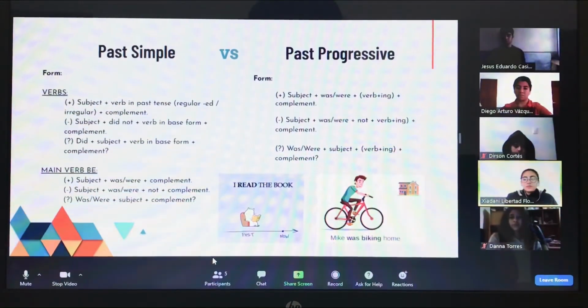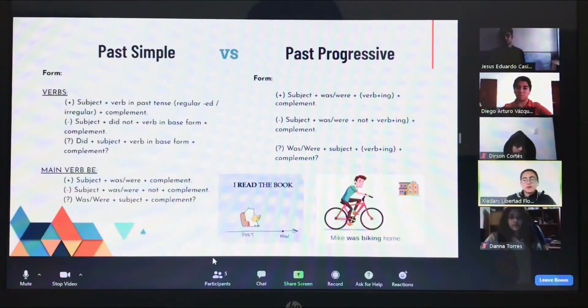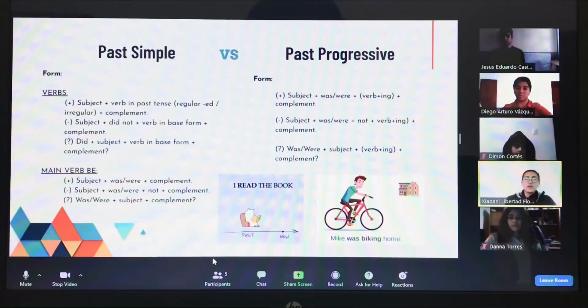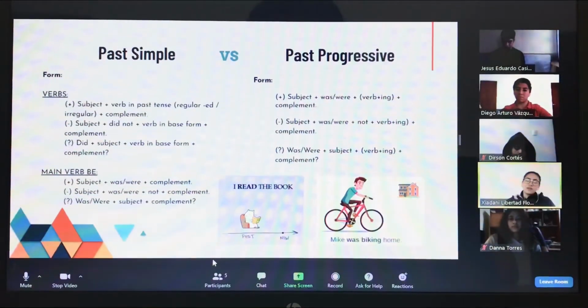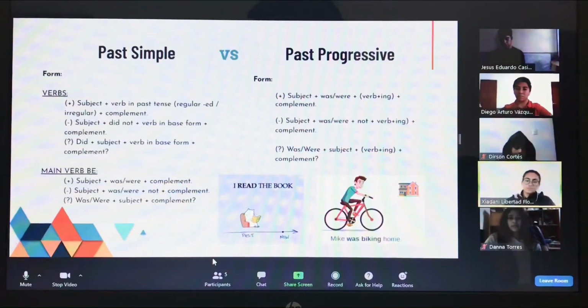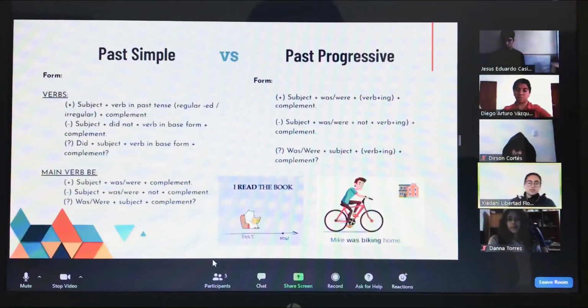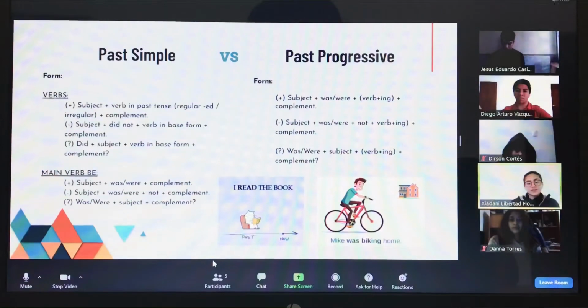When we have a main verb that is different from the verb to be, the positive form is the subject plus the verb in past tense, depending on whether the verb is regular or irregular. Remember that regular verbs end in ed, and the irregular ones change their form, plus the complement.